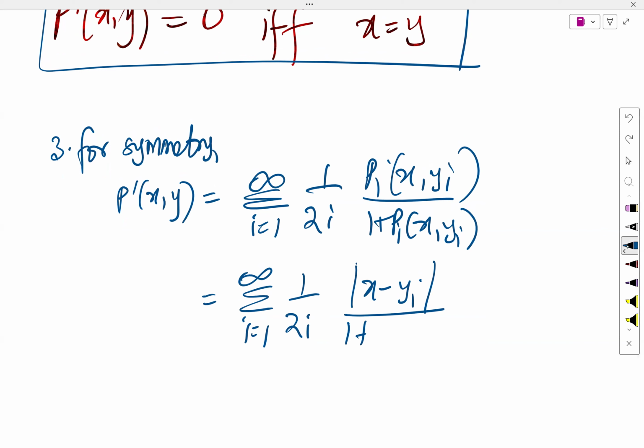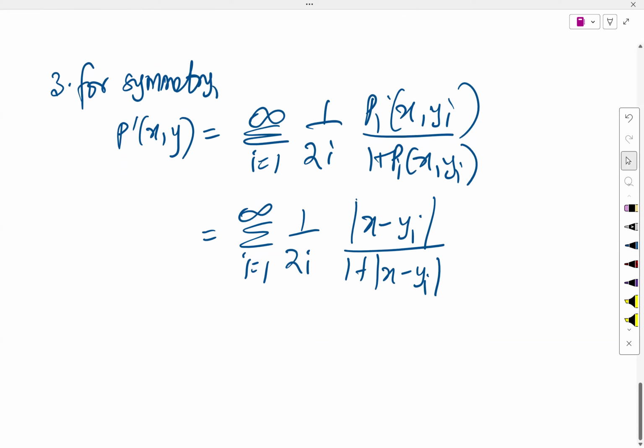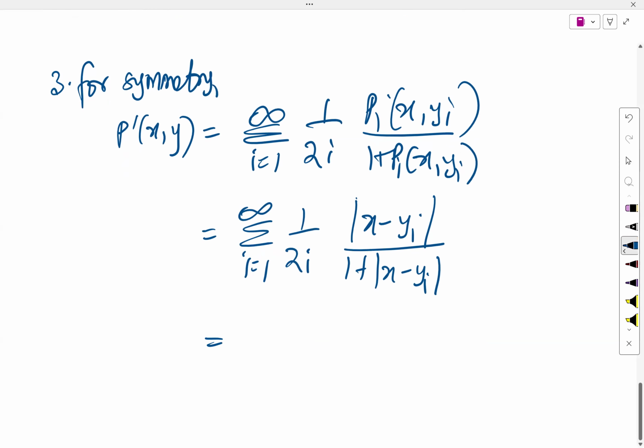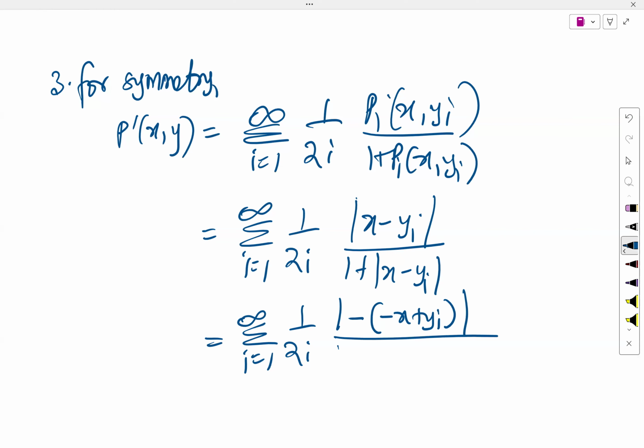Okay, same thing, x minus yi. So at the end of the day, you can actually do some smart moves. So you have 1 over 2i. Here now you can say this is, if you factorize minus, that's like minus into minus x plus yi. If you factorize minus, that's what you get. And then over 1 plus, again, factorize minus down here. So minus x plus yi. So that if you expand this, you still get your minus, right?